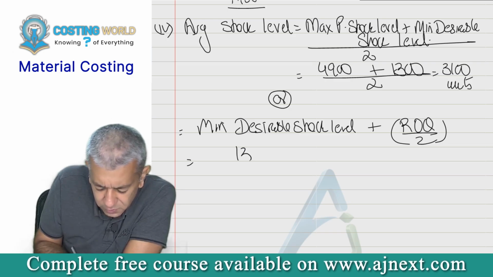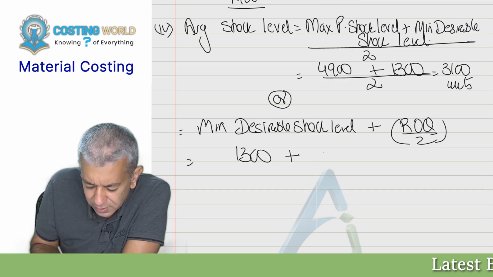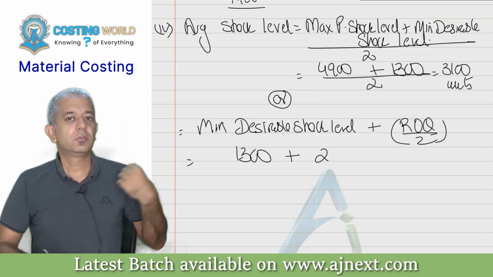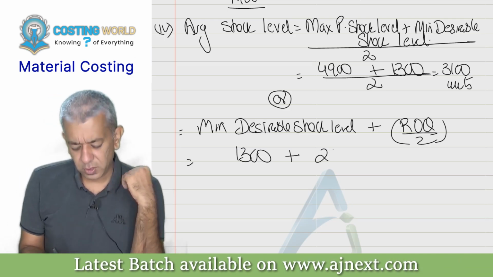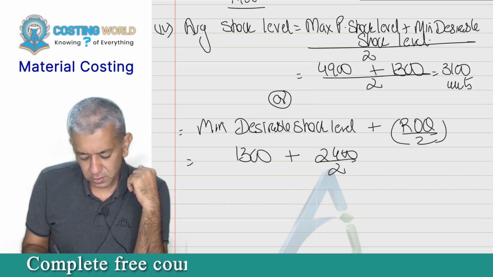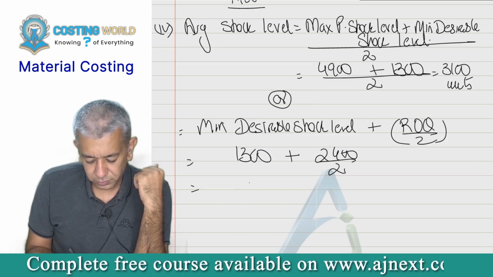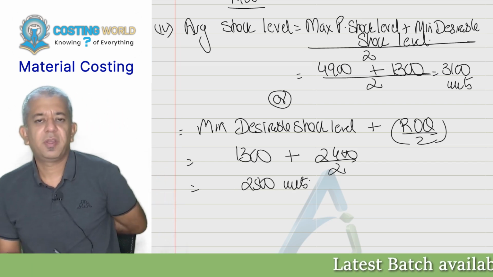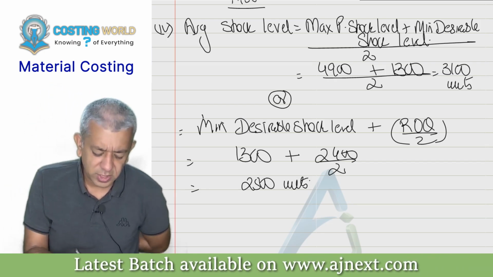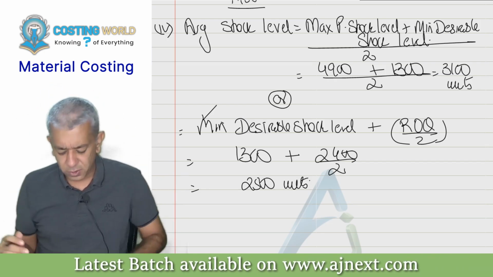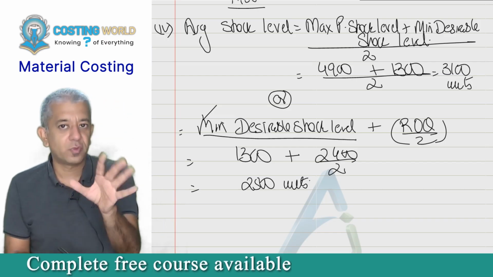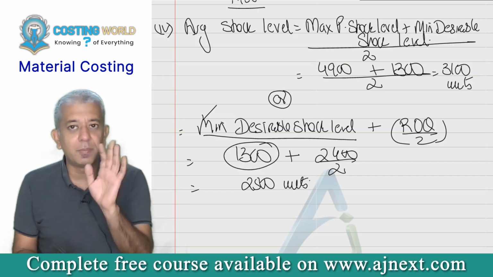So, in our case, minimum desirable stock level is 1300. ROQ yesterday was 2400, Navita? Yes, sir. 2400 divided by 2. Chalo, I'll try to tell you most of the logic right now only. I'll try to prove that in some other question also. But now, see, in most of the cases, you will have this much as a minimum stock.